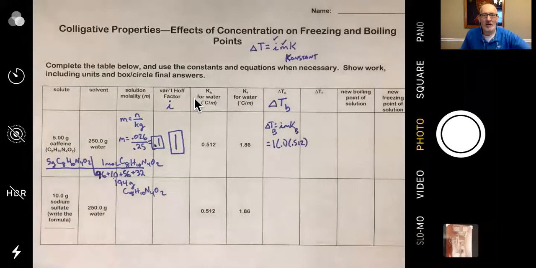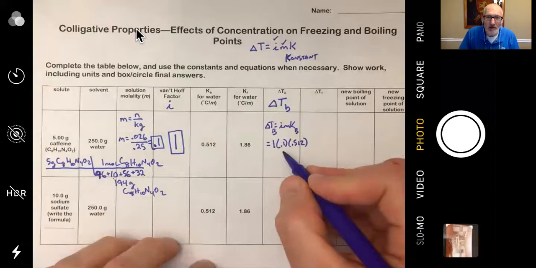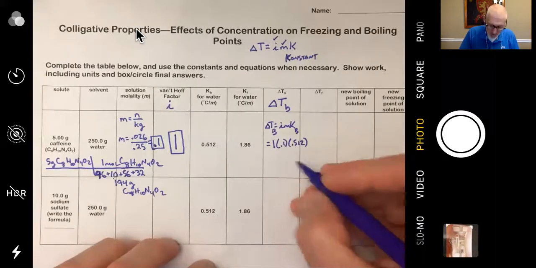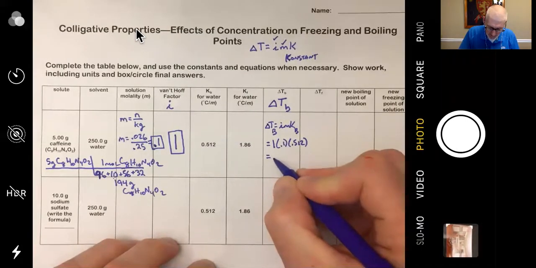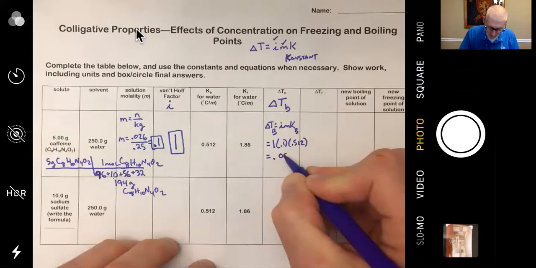So throwing that all in our calculator, we should be just moving some decimal points here. 1 times 0.1 would be 0.1. 0.1 times 0.512. I think that that would be 0.0512.